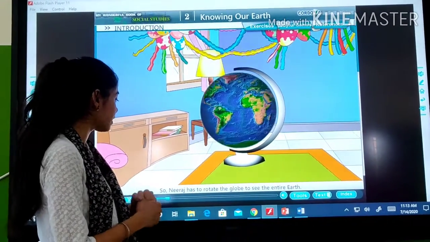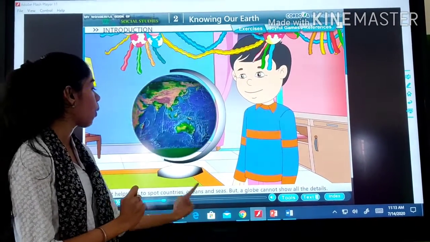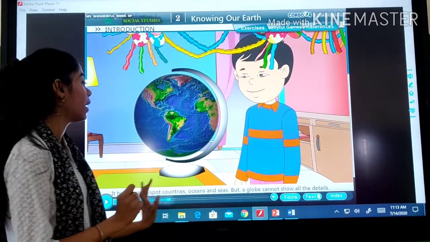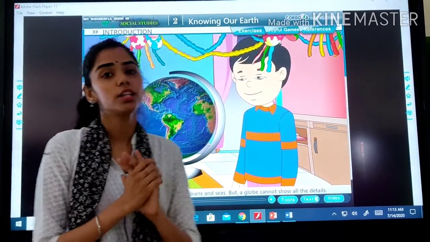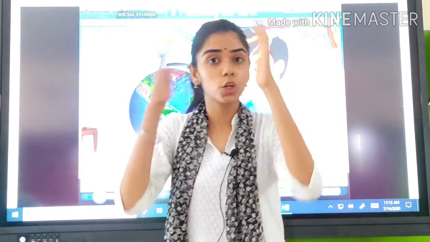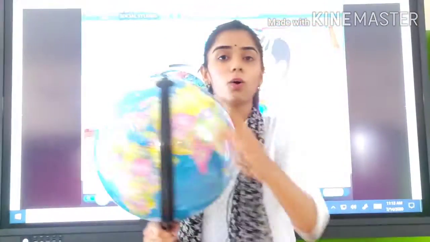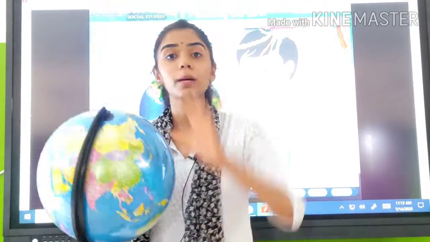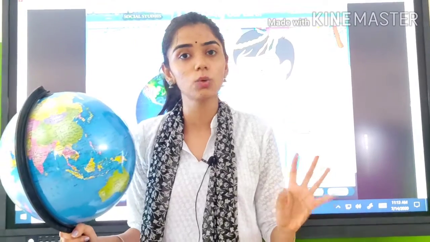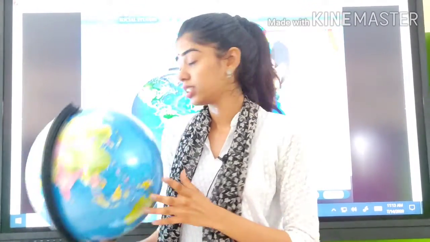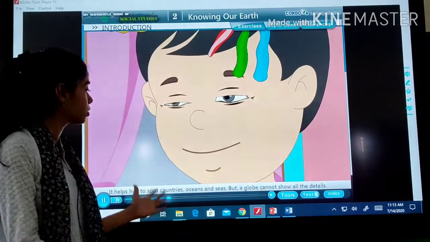Okay, let's see what happened next. See, he's rotating. Then it helps him to spot countries, oceans and seas. But a globe cannot show all the details. Now what is the problem? The globe will show you countries, it will show you seas, all these water areas. But आपको पूरा image नहीं दे सकता. आप एक बार में सब नहीं देख सकते हो. Isn't that a problem? Yes? Then what to do? Let's find out.